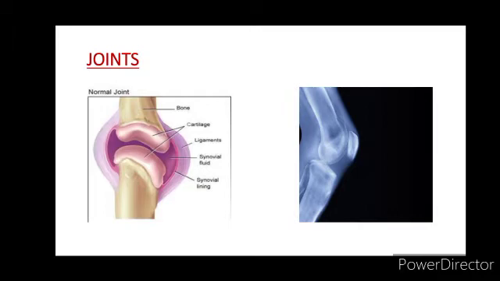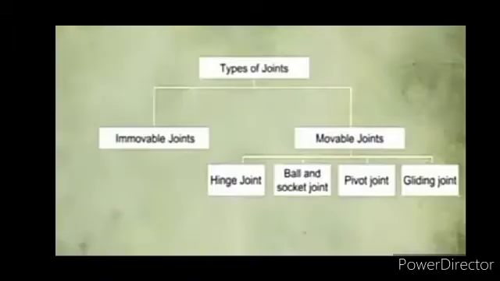Students, all of you see here in this picture: the normal joints, where two bones are joined together, and an X-ray image of a joint. There are two main types of joints: immovable joints and movable joints. The joints where the bones cannot move are called immovable joints. For example, the joints of the skull and the joints between the rib cage and breastbone are immovable joints.